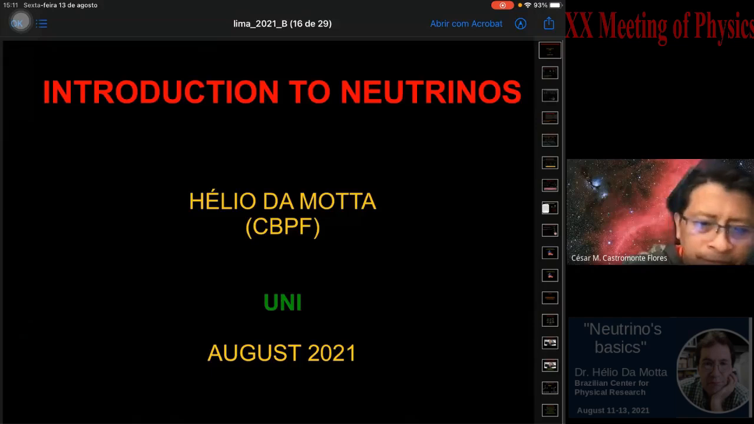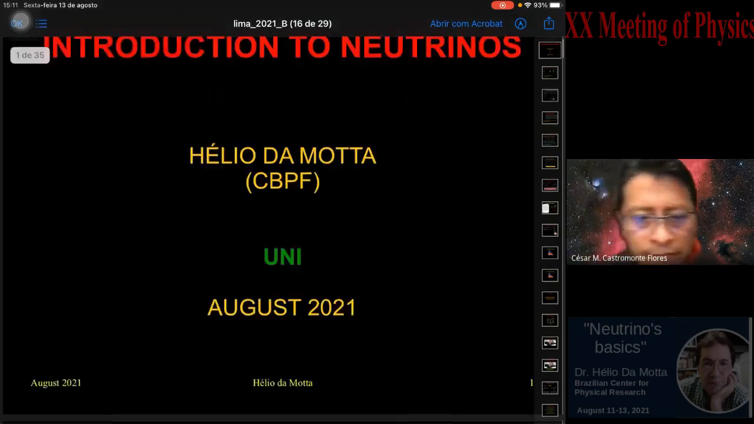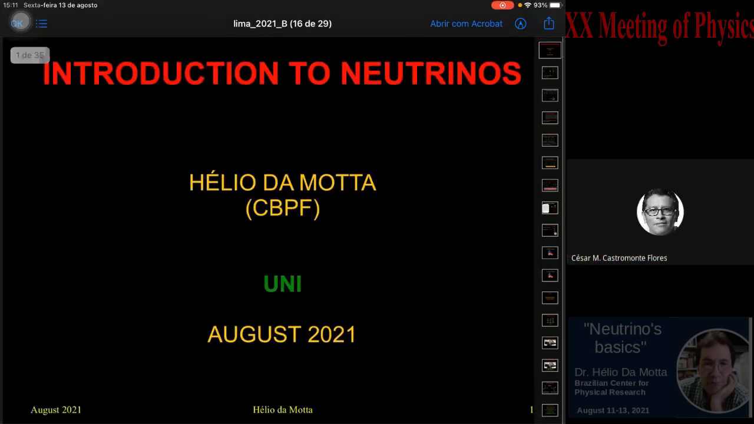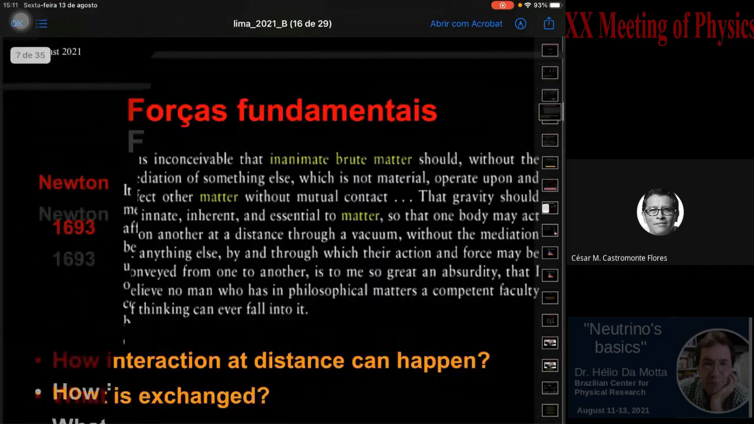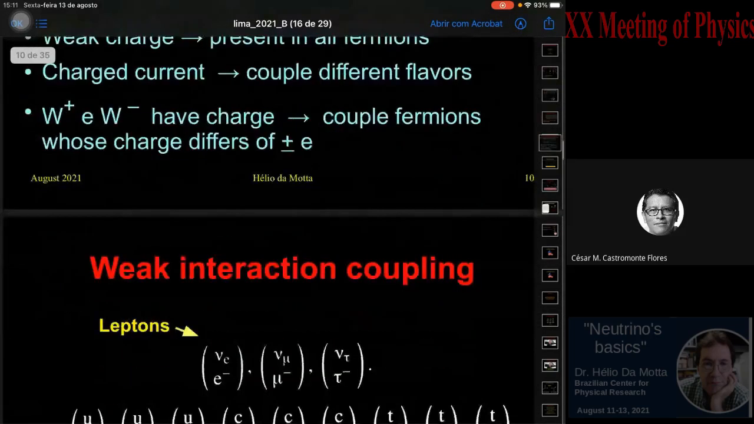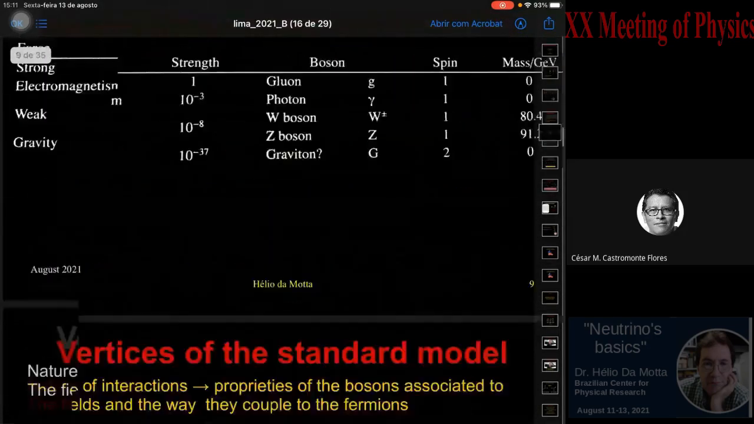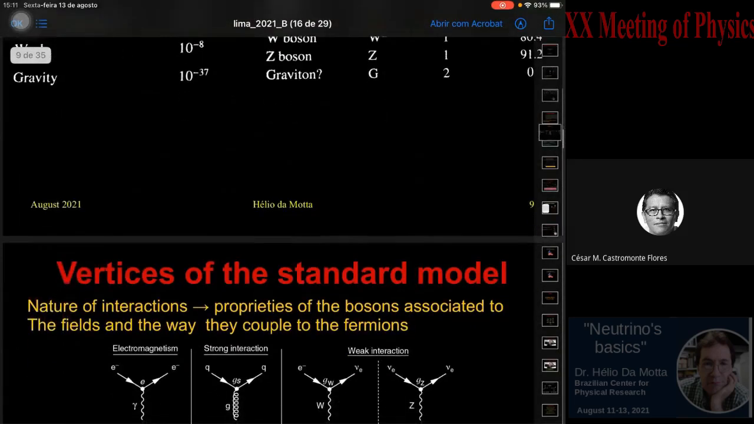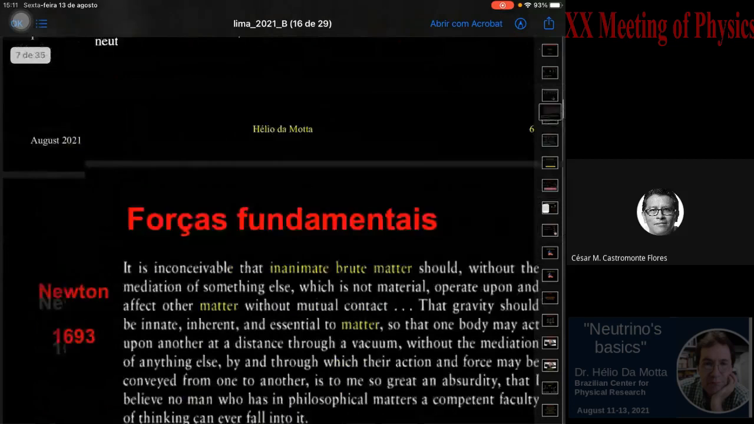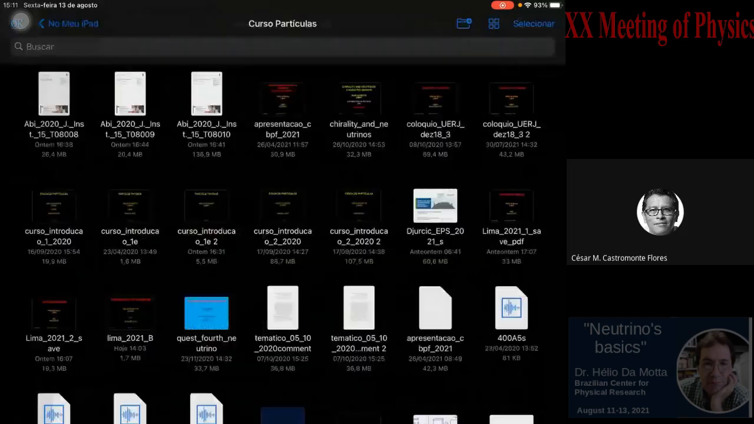Okay, I'm ready. I'm going to finish what I started yesterday and see if I can help people have some picture, although very simple, of the neutrinos. So that's pretty much where we were yesterday.